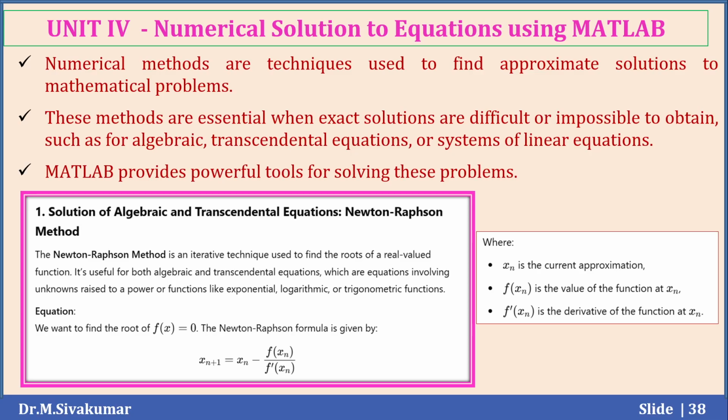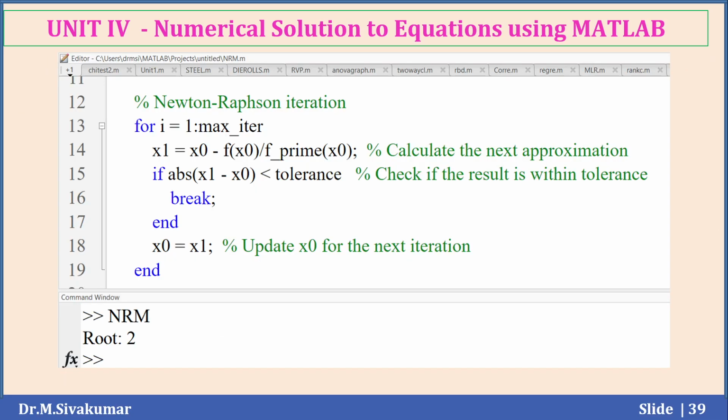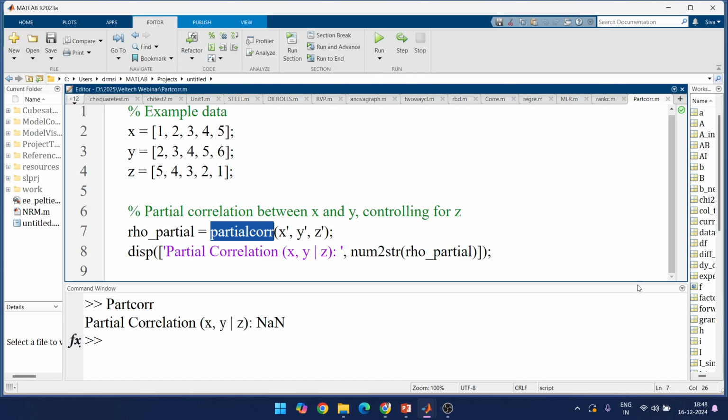The Newton-Raphson formula is given by x(n+1) = xn - f(xn) / f'(xn), where xn is the current approximation, f(xn) is the value of the function at xn, and f'(xn) is the derivative of the function at xn. In a simple example, we are going to see the Newton-Raphson iteration method to find the root. Now we'll see the Newton-Raphson method iteration.